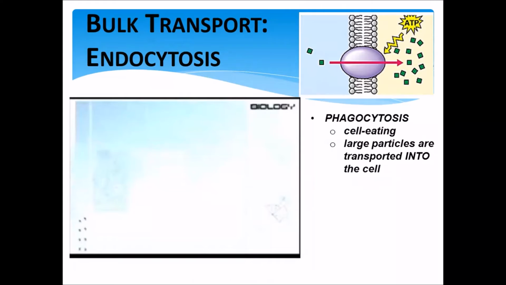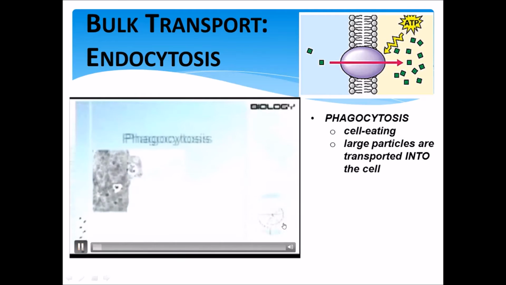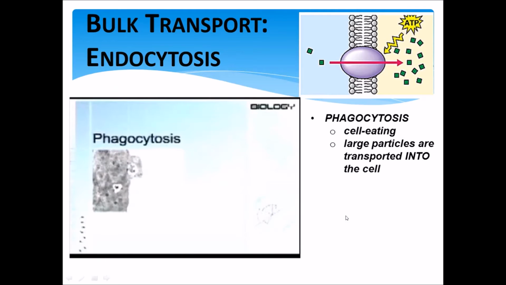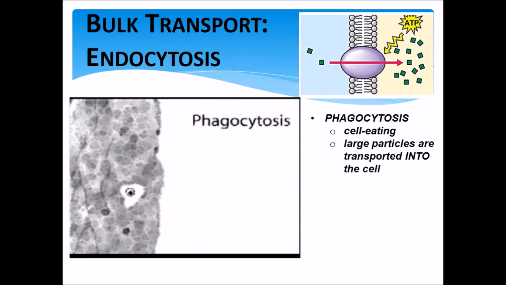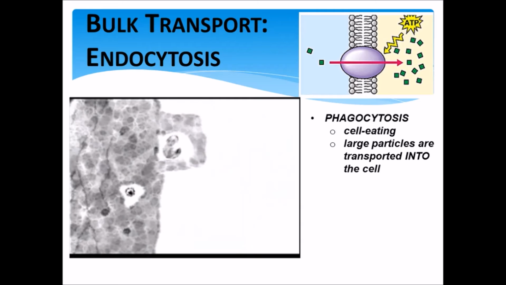Phagocytosis or cell eating is a form of endocytosis in which large particles such as cells or cellular debris are transported into the cell. Phagocytosis is used by macrophages to engulf a pathogen. The cell does this in two different ways. One way is called phagocytosis. In this method of cell eating, large particles are surrounded when the cell extends the plasma membrane and engulfs the particle.